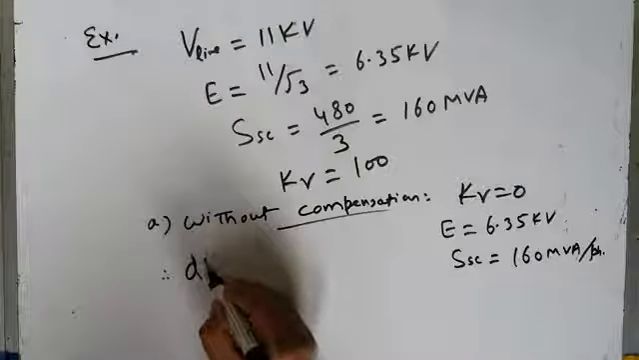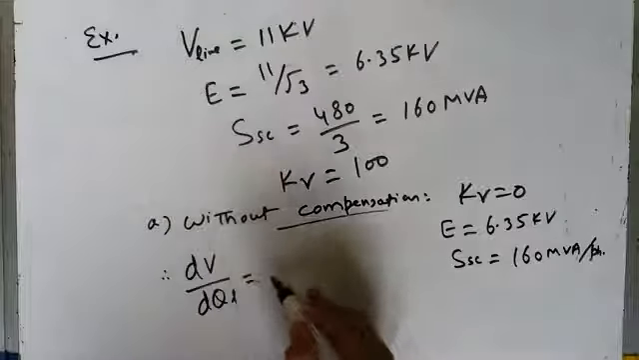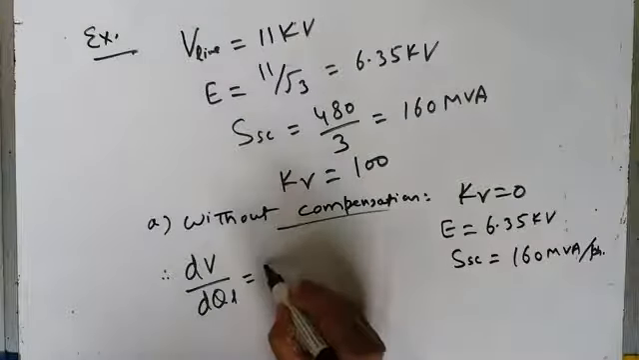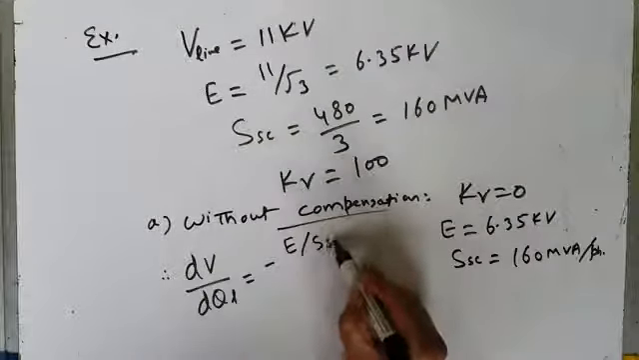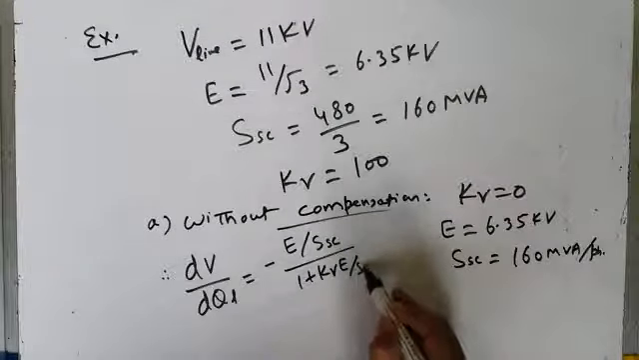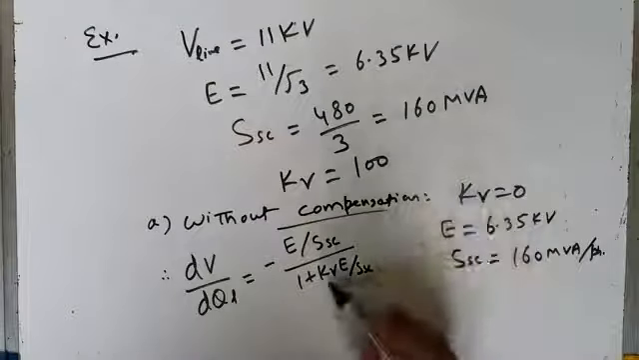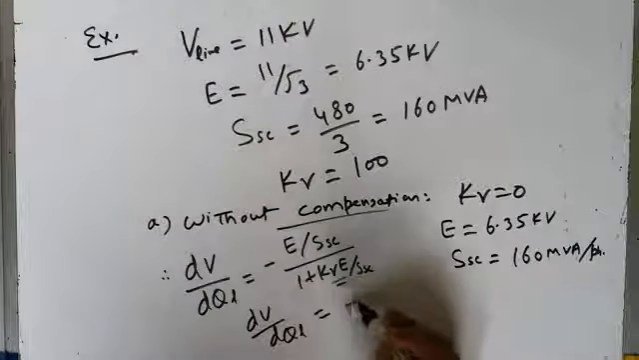Therefore, what is voltage sensitivity? Voltage sensitivity means change in voltage with change in reactive power of the load. It is given by the equation we derived just a few moments back: minus E by SSC divided by 1 plus K gamma E by SSC. This is the equation for voltage sensitivity. Since K gamma is 0, this term is gone. So your dV by dQL voltage sensitivity is minus E by SSC.